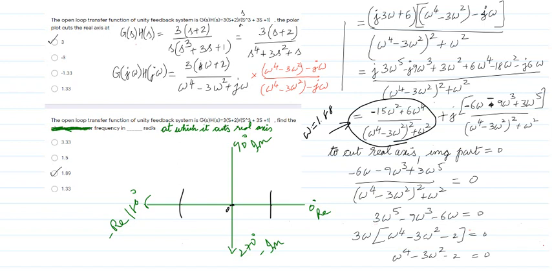Now in this question there is a serious correction. I asked the same open loop question, and I missed out the denominator. I feel really sorry for the mistake. G of s is equal to 3s plus 2 divided by s into s cube plus 3s plus 1. It is the same problem as the previous one: find the frequency at which it cuts the real axis.